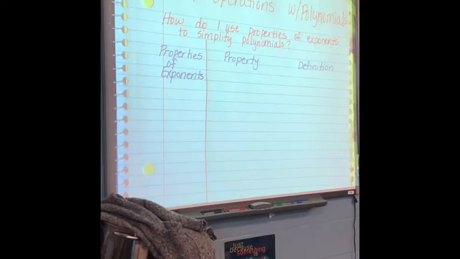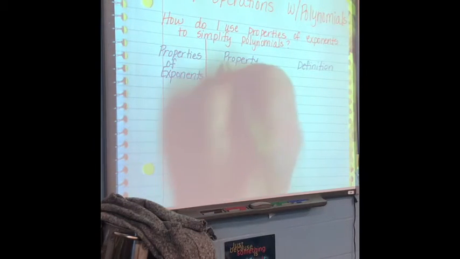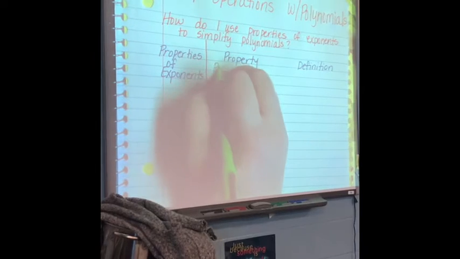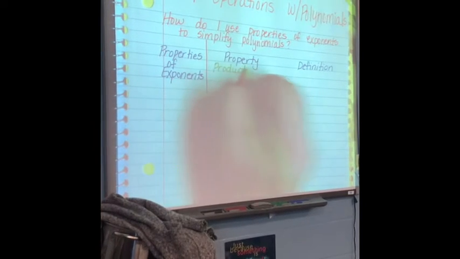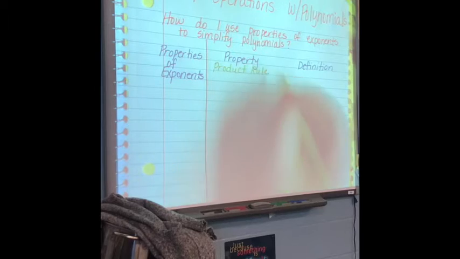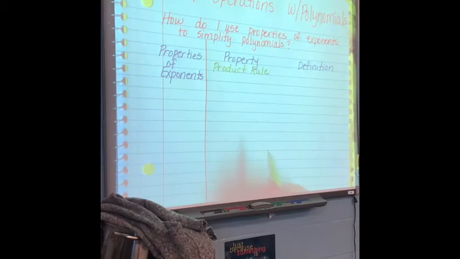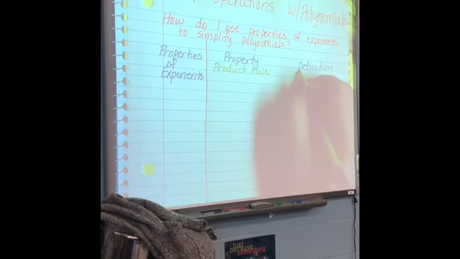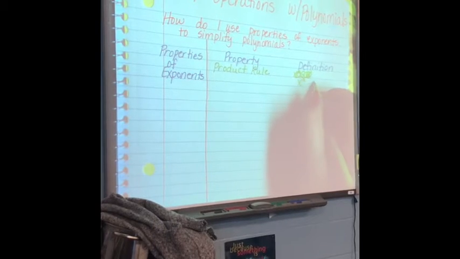All right, we're going to talk about those properties you were using on the assignment before the holidays. Just kind of brush up on our exponent property rules. The first one we'll talk about is the product rule. Product meaning, what are we doing when we do the product? Multiply. So when I multiply with the same base, what do I do? I add the exponents, yes.